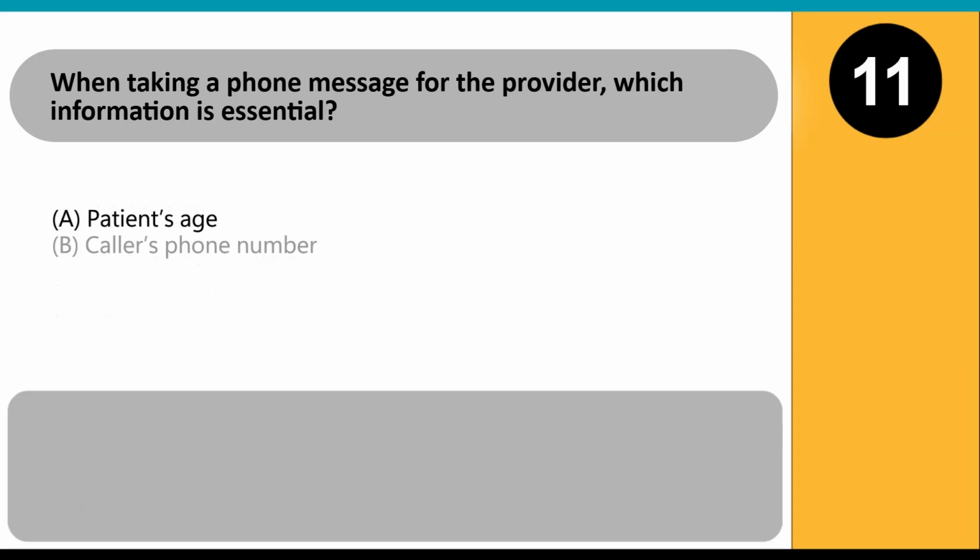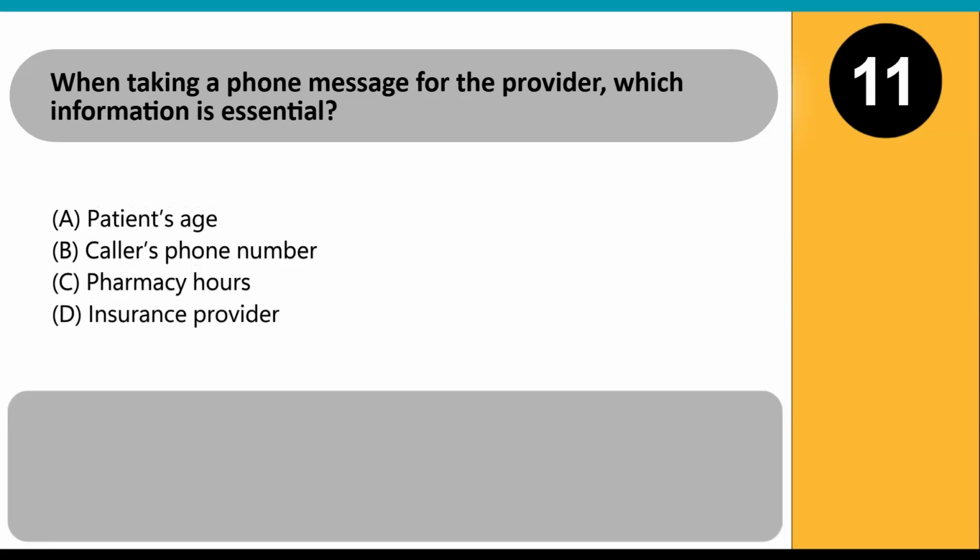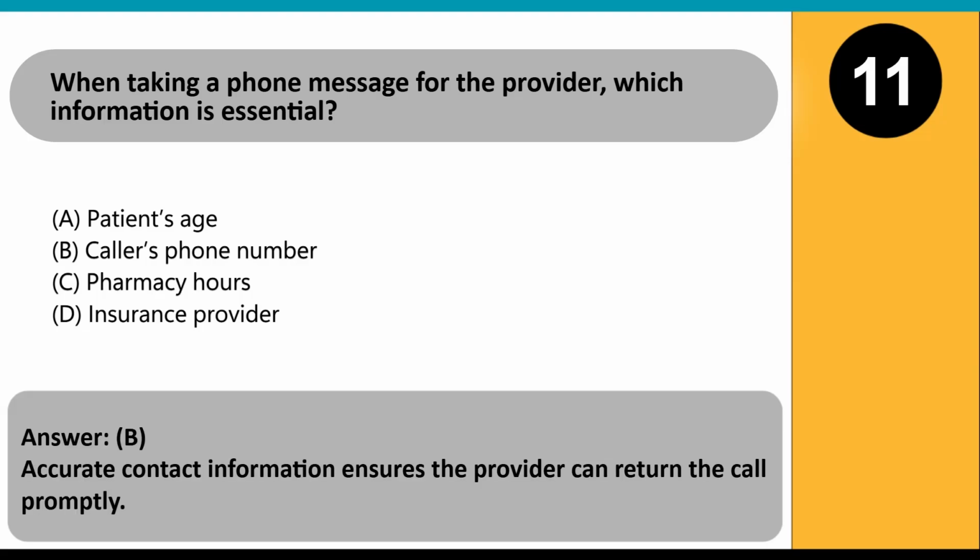Which type of appointment requires the most scheduling flexibility? A. Routine physical. B. Walk-in urgent visit. C. Follow-up exam. D. Preventive care check. Answer: B. Urgent walk-ins need immediate accommodation without disrupting scheduled patients.